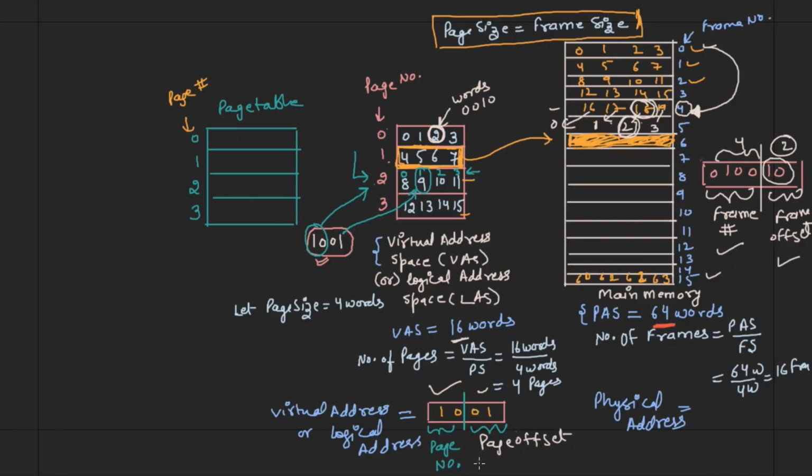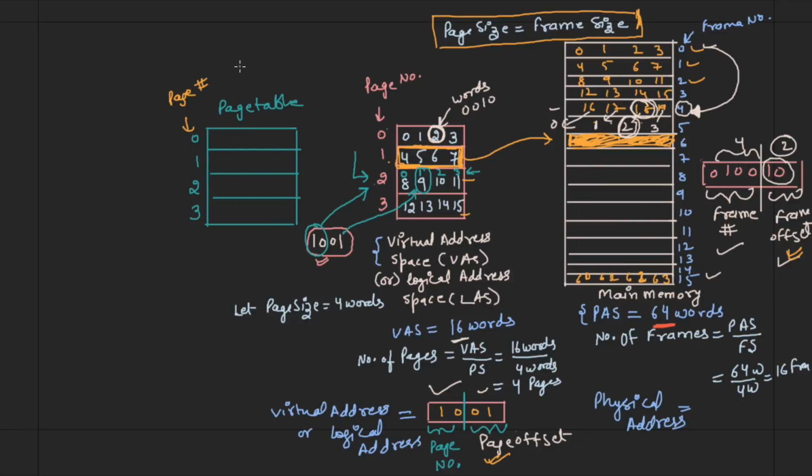Therefore, the number of bits in the page offset will be equal to the number of bits in the frame offset. This is very simple, because the page size is equal to frame size. If page size is 4 bytes, then frame size will also be 4 bytes. To represent 4 bytes requires only 2 bits, right? So therefore the number of bits required in the page offset will be equal to the number of bits required in the frame offset.